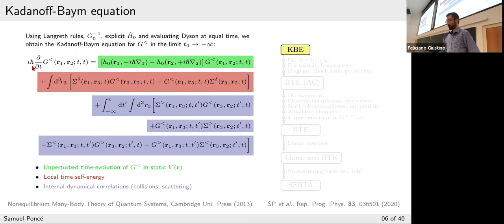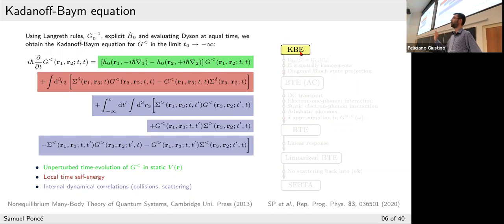And so what this equation tells you is that the time-dependent change of this lesser Green's function is equal to those 3 terms. The first one is the unperturbed time evolution of this lesser Green's function in a static potential. The second one we call the local term, because you can see that here the self-energy depends only on one time. And the last 4 terms correspond to all the internal correlation, dynamics, collision, scattering, and so on.